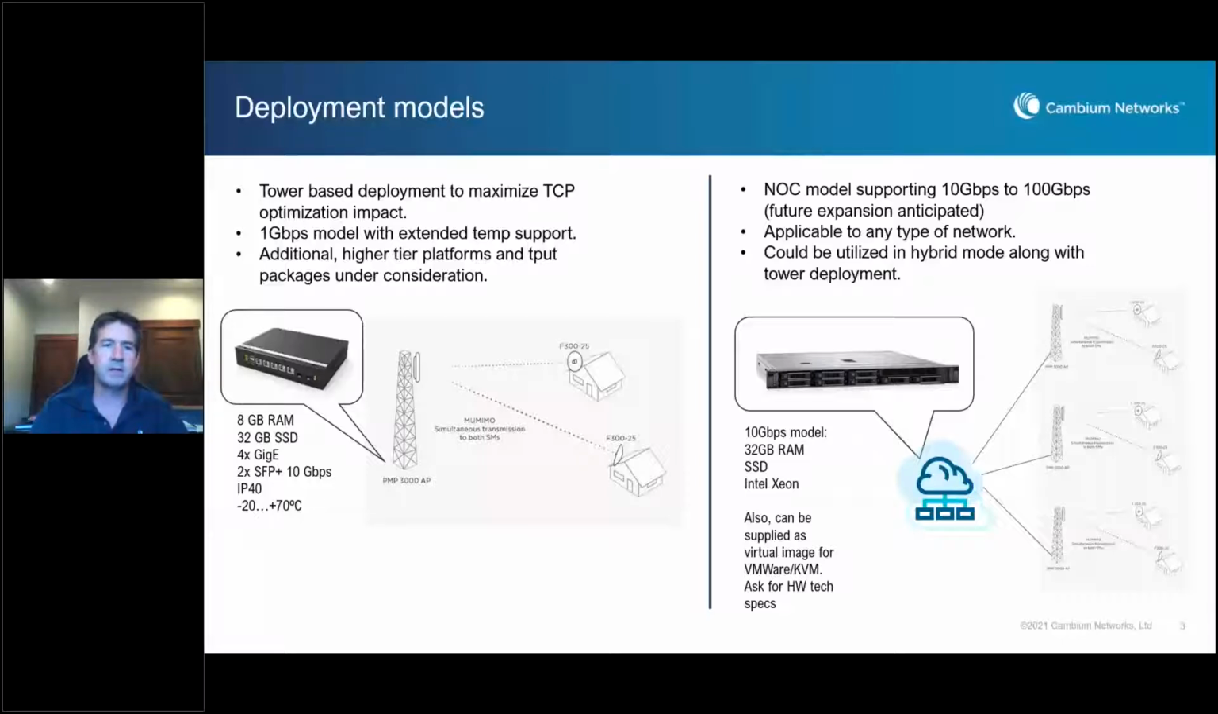The model on the left is just a hardened 1 gig box, and it's basically a tower model. It allows clients who want to dip their toe in the water to just try it on a specific tower, perhaps a tower that you're having a lot of congestion with. We can put the QoE box on that tower and let them see what it can do on a tower basis if they don't want to go all in on the NOC model and try that.